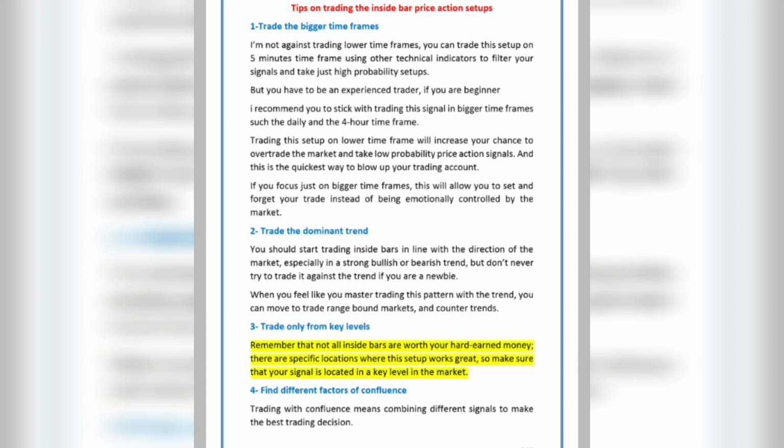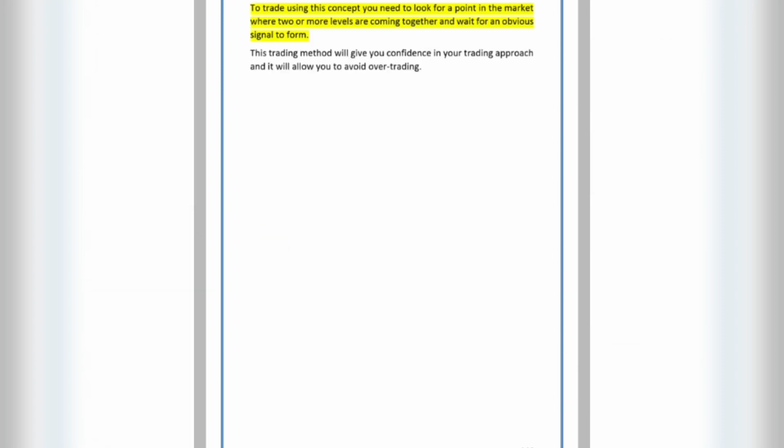Remember that not all inside bars are worth your hard-earned money. There are specific locations where this setup works great, so make sure that your signal is located at a key level in the market. 4. Find different factors of confluence. Trading with confluence means combining different signals to make the best trading decision. To trade using this concept, you need to look for a point in the market where 2 or more levels are coming together and wait for an obvious signal to form. This trading method will give you confidence in your trading approach and it will allow you to avoid overtrading.